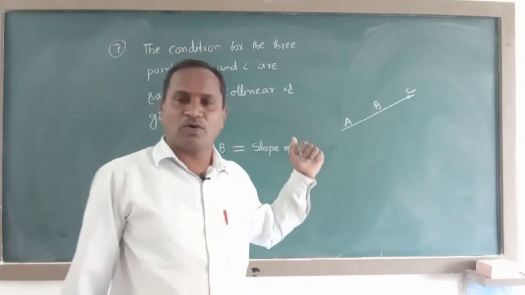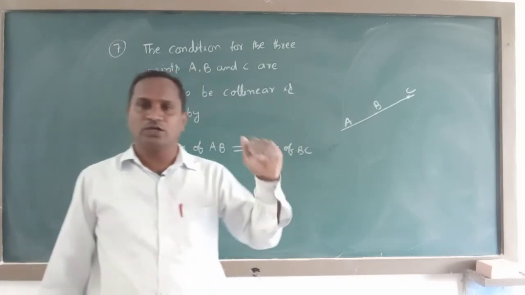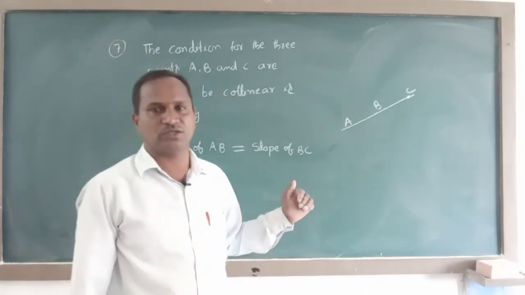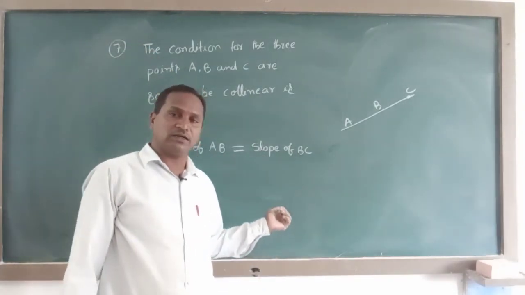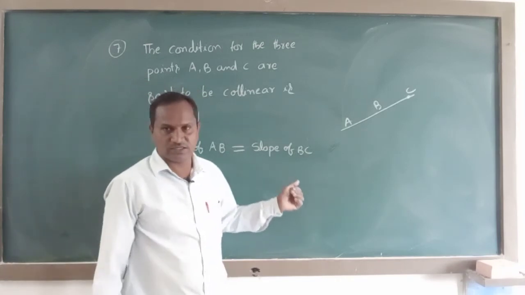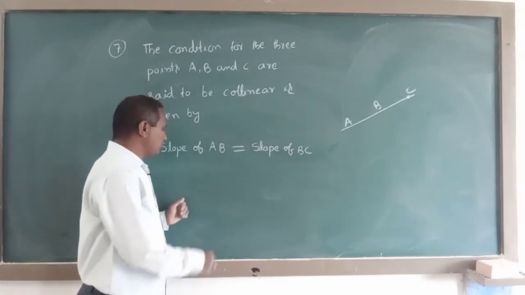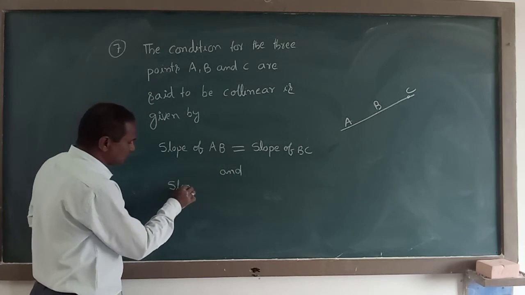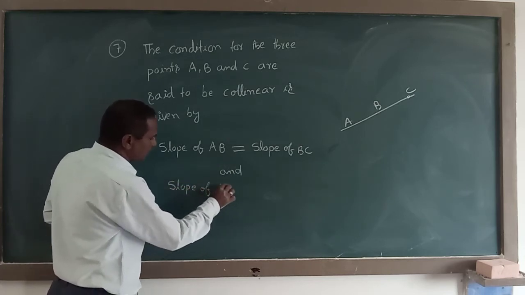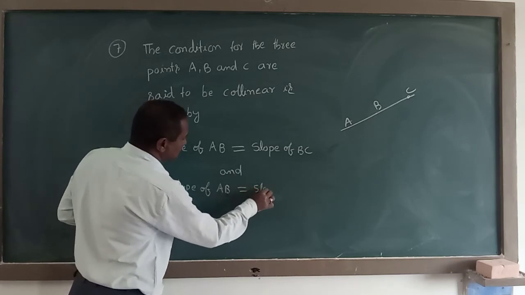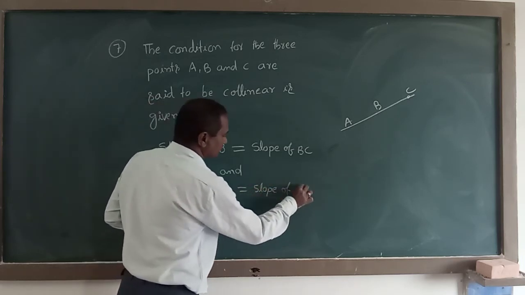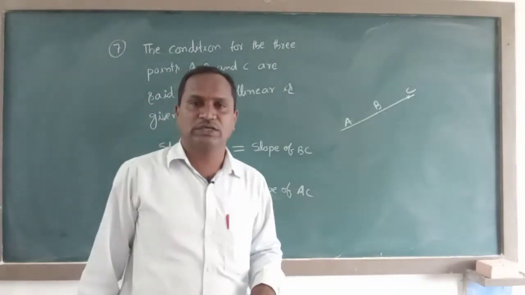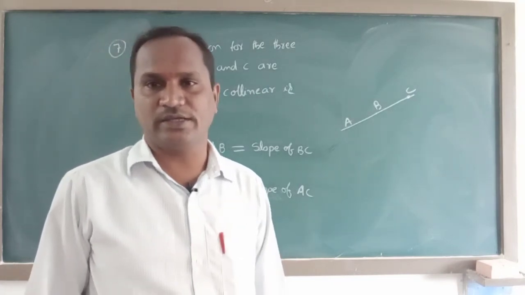Here also, in the slope concept, one important condition to show all three given points are collinear is slope of AB is equal to slope of BC. Otherwise we can take slope of AB is equal to slope of AC also. And one more condition is slope of AB is equal to slope of AC also. Like that, conditions are there to show the given 3 points are collinear.